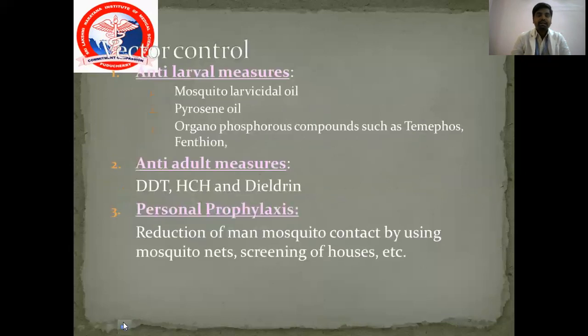Vector control, anti-larval measures: mosquito larvicidal oil, pyrethrum oil, organophosphorus compounds such as temephos and fenthion. Anti-larval measures we can take externally, that is, locally. Anti-adult measures: DDT, HCH and dieldrin. Personal prophylaxis: reduction of man-mosquito contact by using mosquito nets and screening of houses.